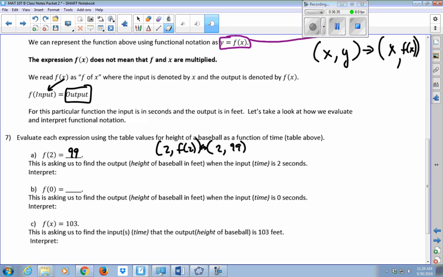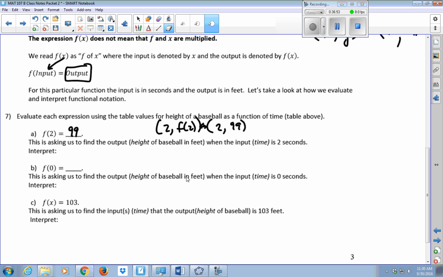This question is asking us to find the output value, the height of the baseball in feet, when the time is 2 seconds. So how do I interpret this? Just like on the test, just like on the project, just like on the quiz, every time you interpret coordinates, both of the numbers that you see in the coordinates and their units must be present in your explanation or interpretation. Does anybody want to try the interpretation of this?